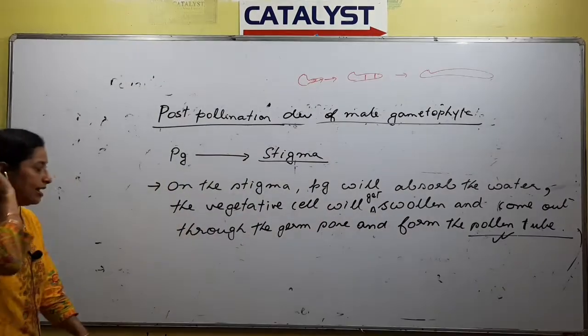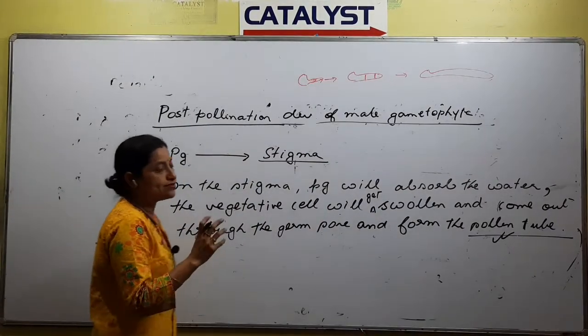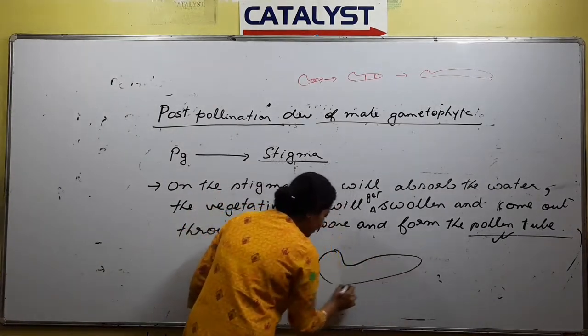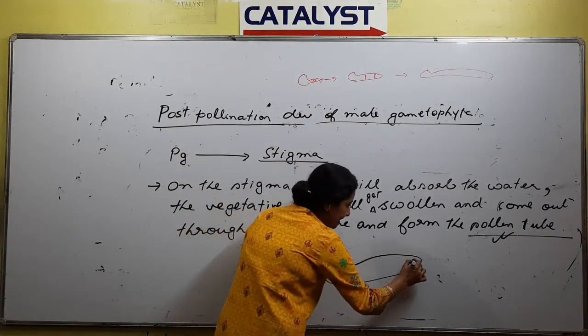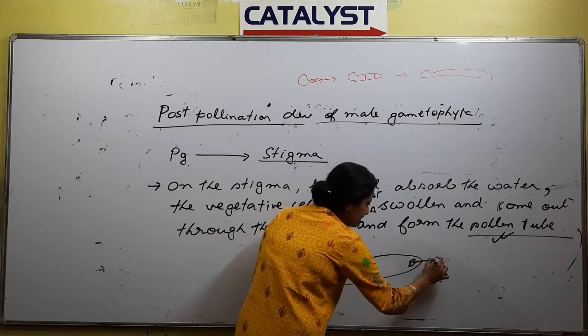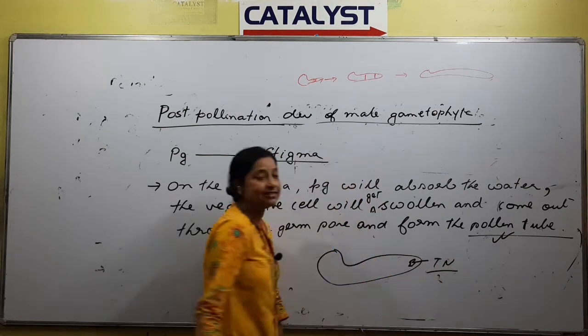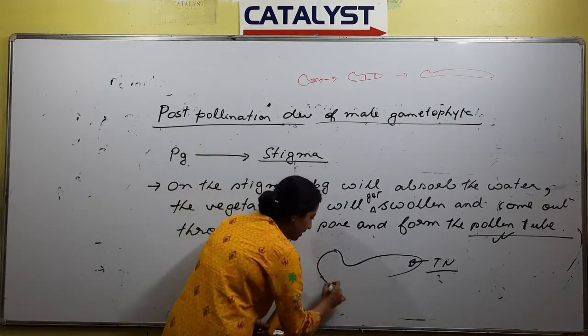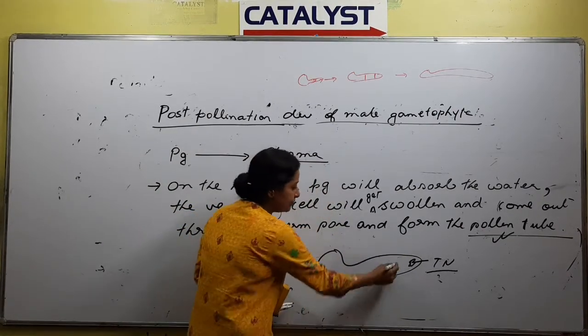And in the pollen tube, what we have seen from the diagram that we have drawn is the tube nucleus. We will see the tube nucleus that is present at the tip of the pollen tube, right? This is a diagram that we have already drawn.